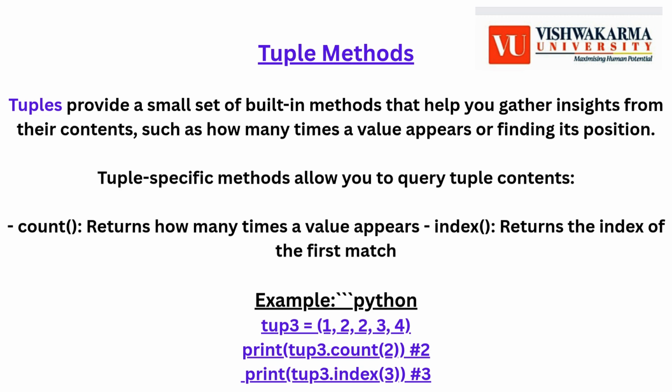Next is print tuple 3 dot index 3. So where the index 3 is present. First we will start from the above list, that is 1 2 2 3 4. The index we will get, at position 0 the value is 1, next at index 1 it is 2, and then 3. So the value to be printed is 3 over here. This is how we have seen the tuple methods.